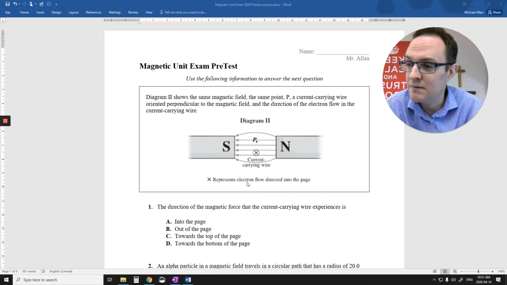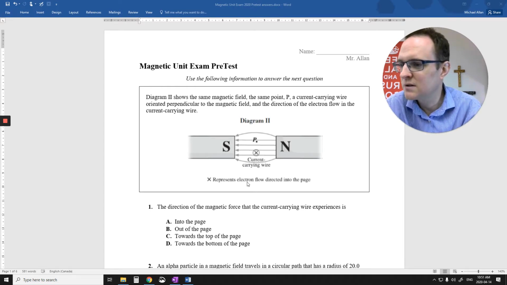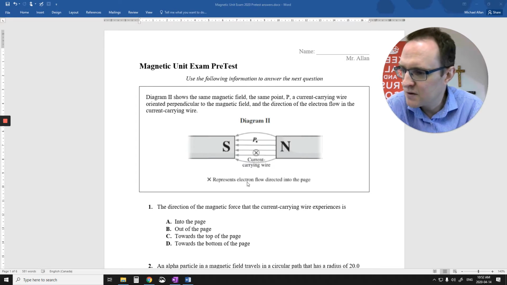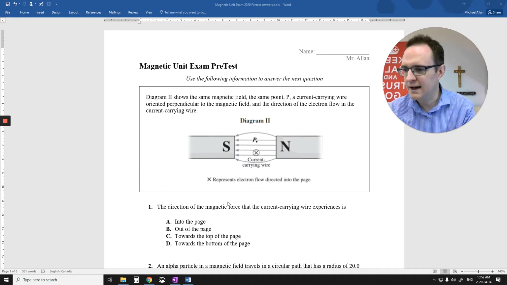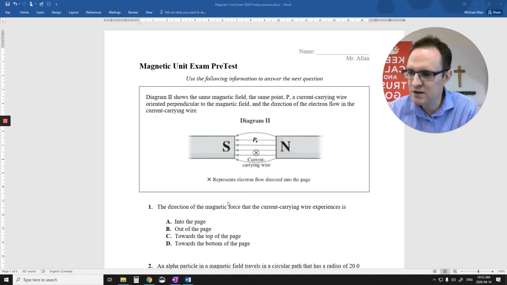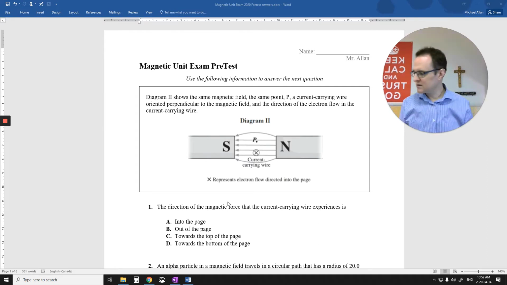I really don't know if it matters about point P. And a current carrying wire oriented perpendicular to the magnetic field, and the direction of the electron flow is indicated there. So you can see that's into the page. So we're going to use our hand rules here, because question one just asks us, what is the direction of the force that the current carrying wire experiences. So I'm going to use my left hand rule.